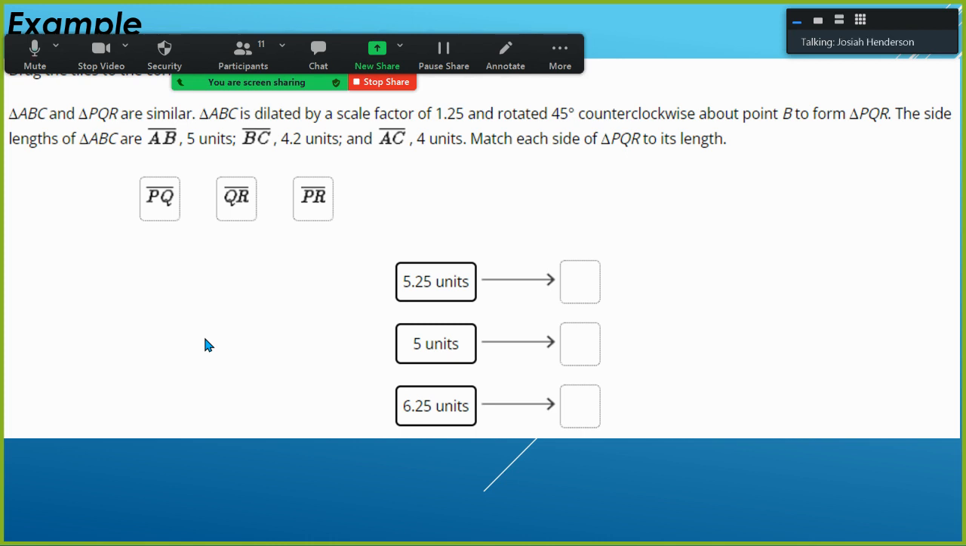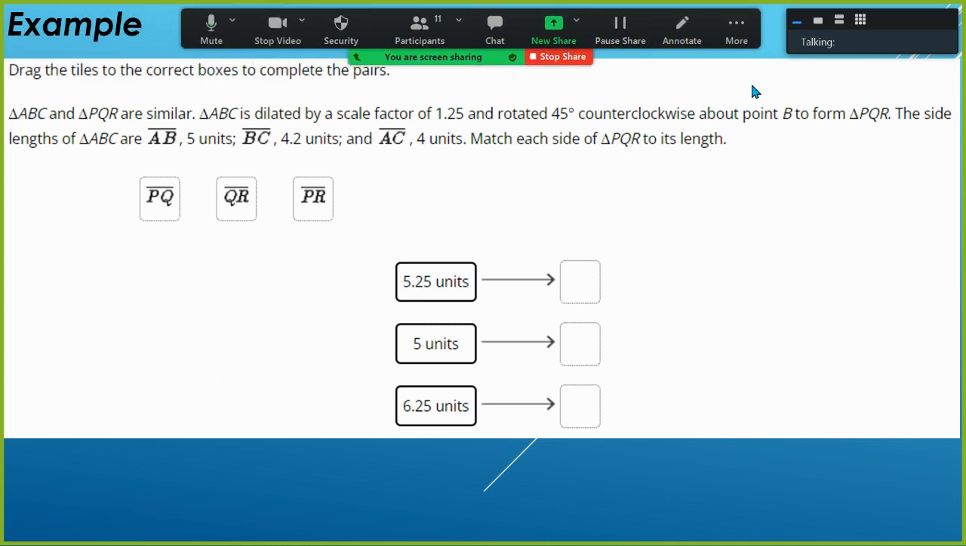All right, we have time for one more. This one, when you first look at it, I'm sure you're thinking it looks really confusing. Slow down. Make sure you know what it's asking and what information we have to use. Okay, ABC and PQR are similar triangles. ABC is dilated by a factor of 1.25 and rotated 45 this many degrees counterclockwise from point B to make PQR.